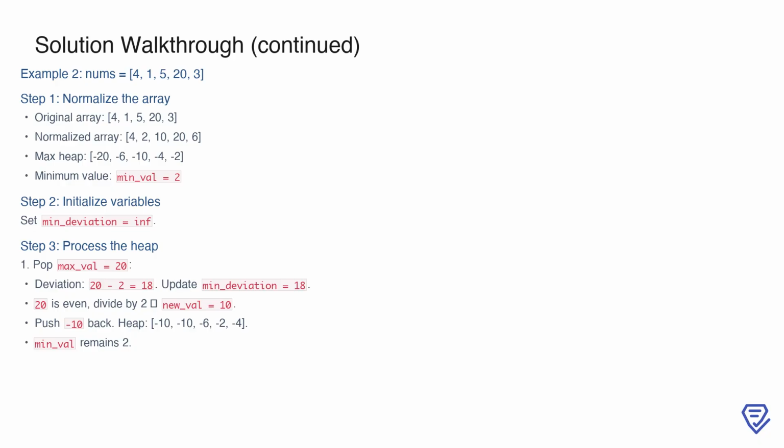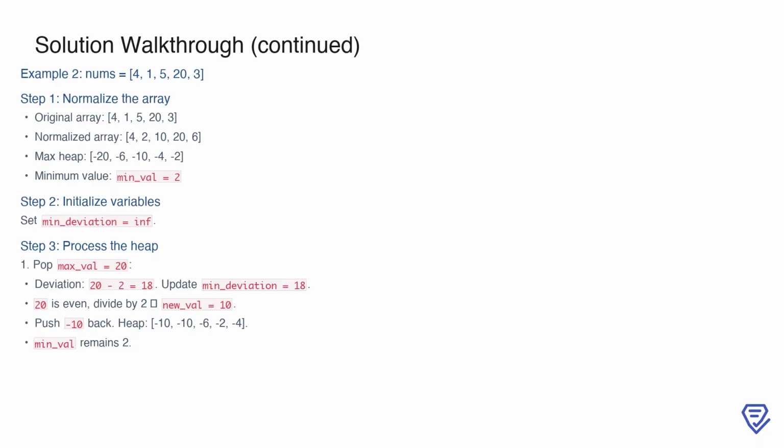After normalization, the array becomes 4, 2, 10, 20, 6. Here, odd numbers like 1, 5, and 3 are doubled to make them even. The max heap is built with the negatives of the normalized values, resulting in -20, -6, -10, -4, -2, and the smallest value is 2. Again, we initialize min_deviation to infinity. The first value popped from the heap is 20. The deviation between 20 and the smallest value, 2, is 18, so we update min_deviation to 18.